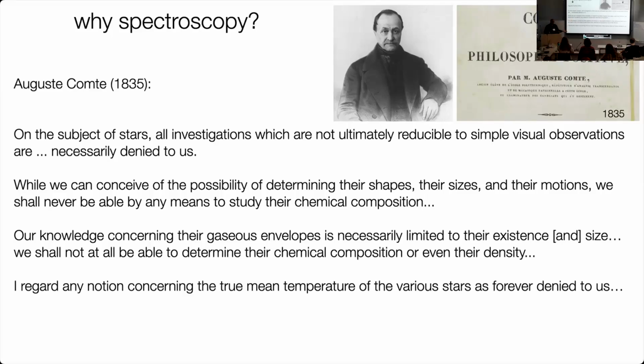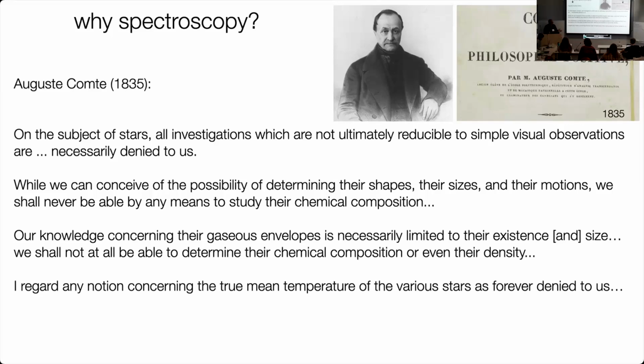This is before the development of photography, really, and the development of spectroscopy. And Comte is given as an example of someone who got it very wrong just before the whole field was revolutionized. And he actually lived through the time of astronomical spectroscopy. So I don't know if he ever published an erratum or anything like that. I don't know if they did that back then.